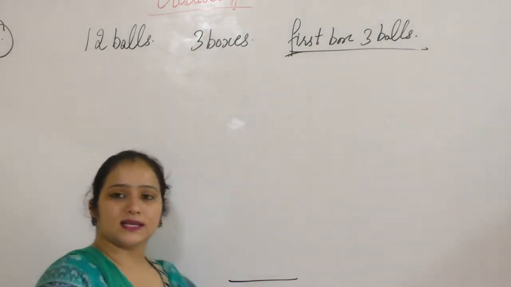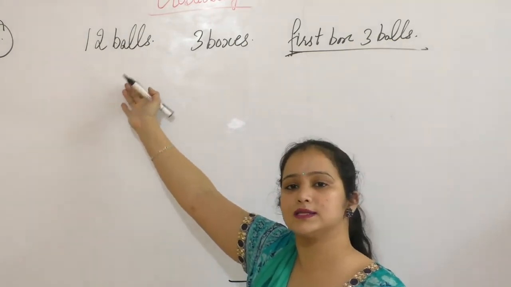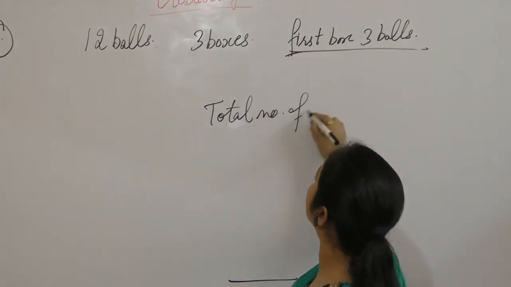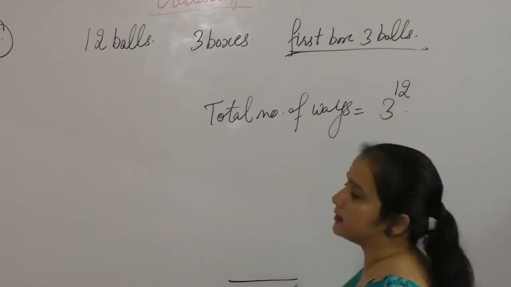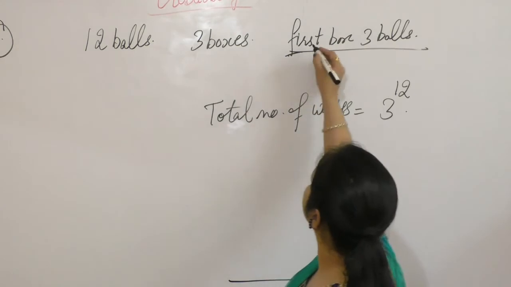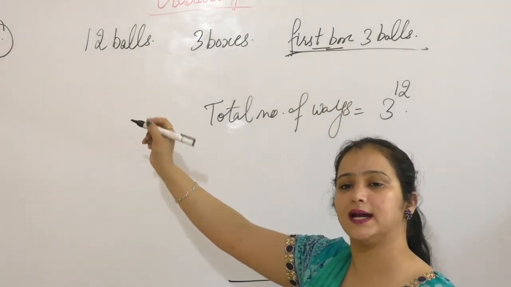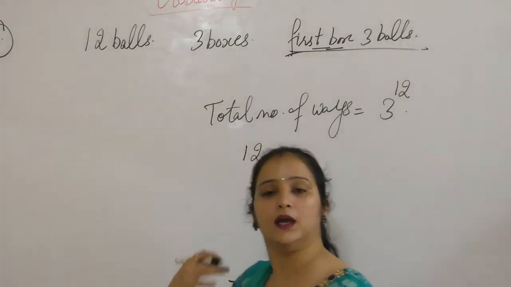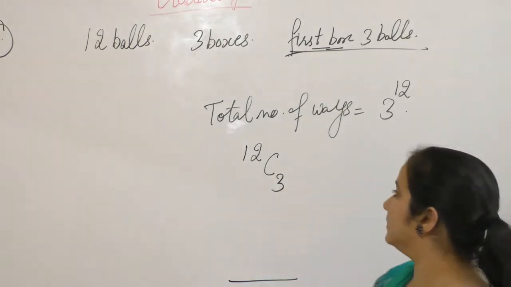Total number of boxes is 3. We have to arrange 12 balls in 3 boxes. So the total number of ways to arrange 12 balls in 3 boxes is 3 power 12. Now the first box has 3 balls. Total number of balls is 12, so from 12 we select 3 balls for the first box. Now remaining with us are 9.